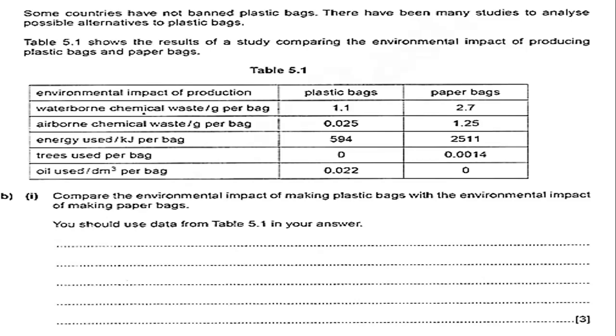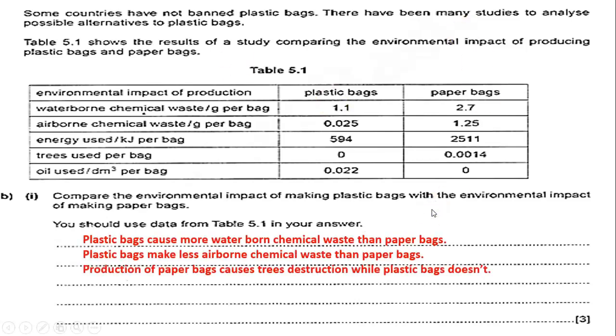So when he's mentioning that you should use the data, this means that you have to extract your opinion from the table only, not just based on what you already know. So when you compare here, you will see that plastic bags cause more water-borne chemical waste than paper bags. Plastic bags make less airborne chemical waste than paper bags. This means that paper bags will cause more airborne waste. Production of paper bags cause trees destruction, while plastic bags doesn't.